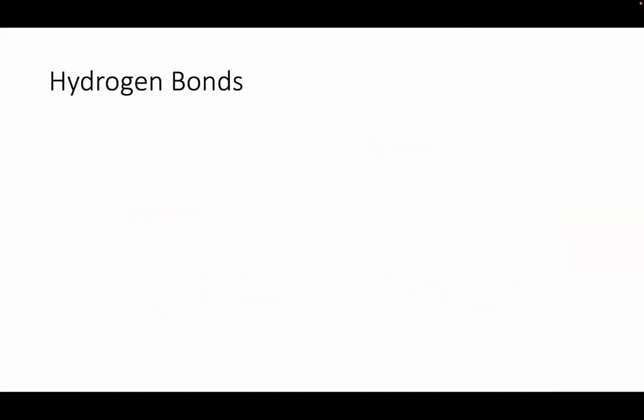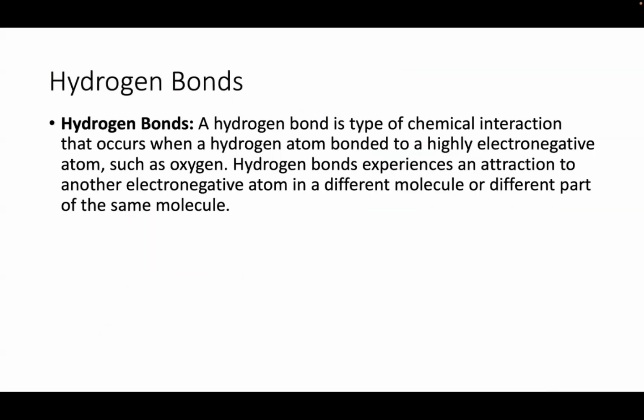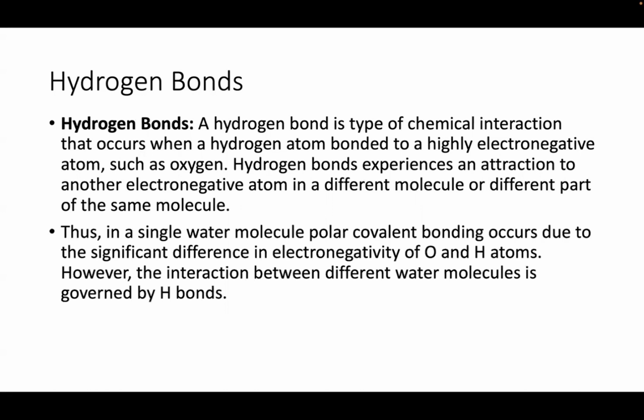So let's talk about hydrogen bonds. Hydrogen bonds are a type of chemical interaction that occurs when a hydrogen atom bonded to a highly electronegative atom, as we mentioned, such as an oxygen, experiences an attraction to another electronegative atom in a different molecule or a different part of the same molecule. So in a single water molecule, polar covalent bonding occurs due to the significant difference in electronegativity of oxygen and hydrogen atoms that I explained previously.